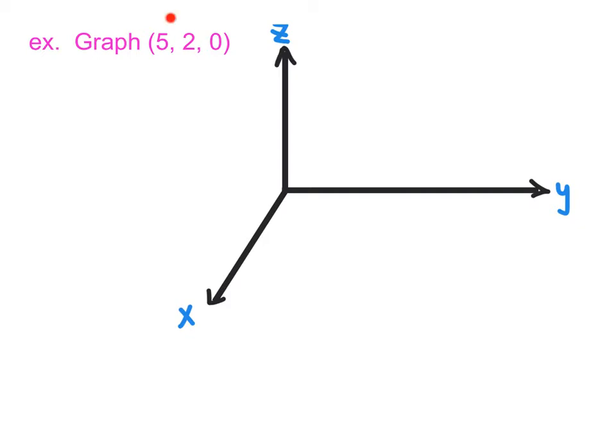Let's start easy and let's plot the point 5, 2, 0. Okay, so remember what that means. That means that my x value is 5, my y value is 2, and my z value is 0. On my graph, here's what that means. So on my x-axis, I'm going to go out 5. So there's 1, there's 2, there's 3, there's 4, there's 5. On my y-axis, I'm now going to go 2. There's 1, there's 2. So I'm going to go over 5 and over 2. And when I do that, I get the point right there.